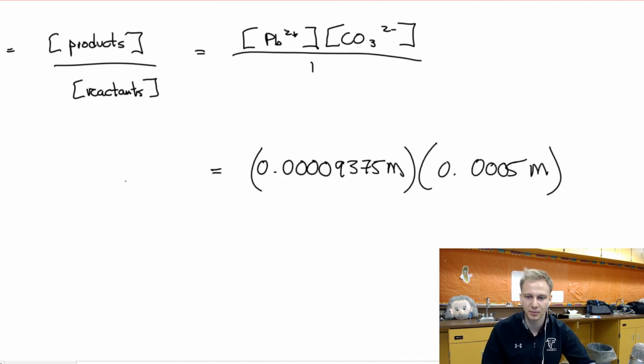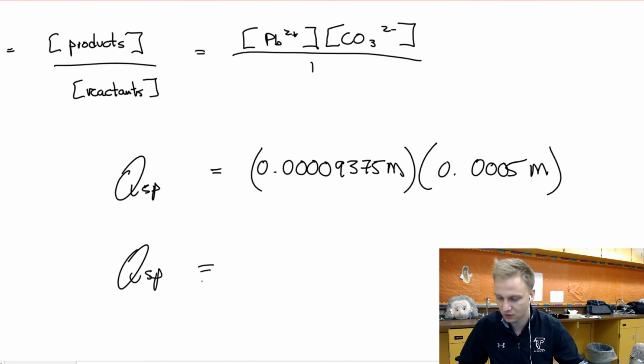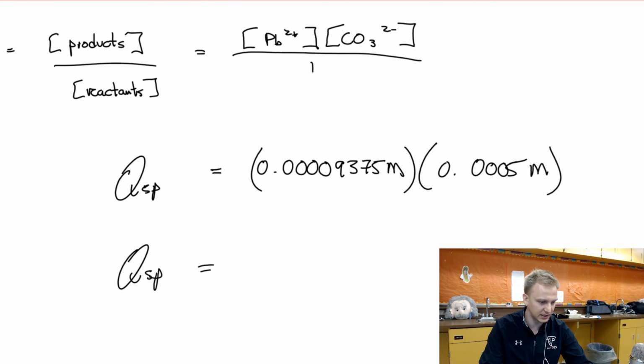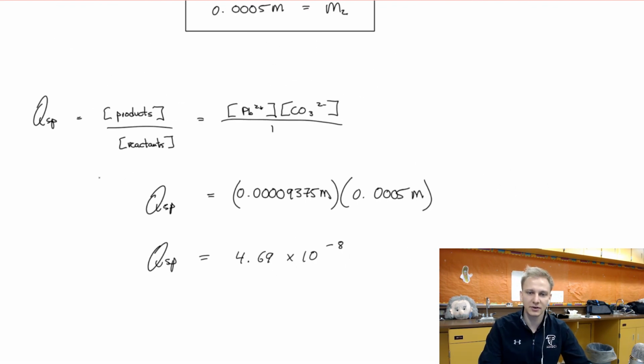And again, remember, we're solving for a QSP. When we combine those two numbers together, 9.375 times 10 to the negative 5, multiplied by 0.0005, we get an answer of 4.69 times 10 to the power of -8. And so we have our QSP here.